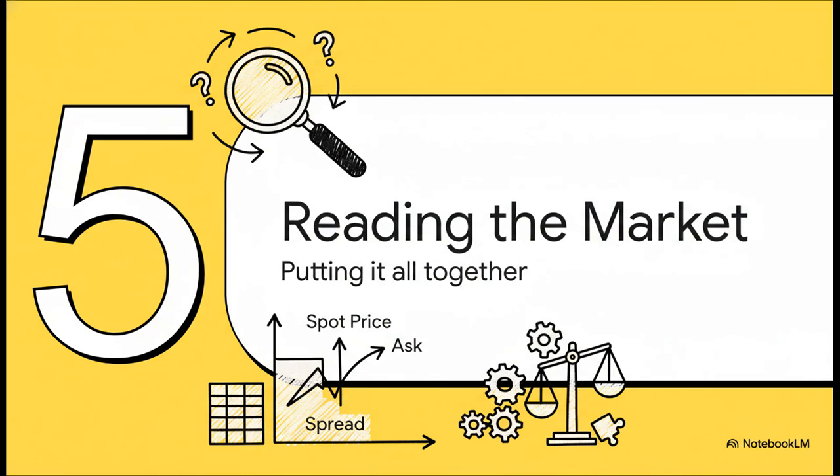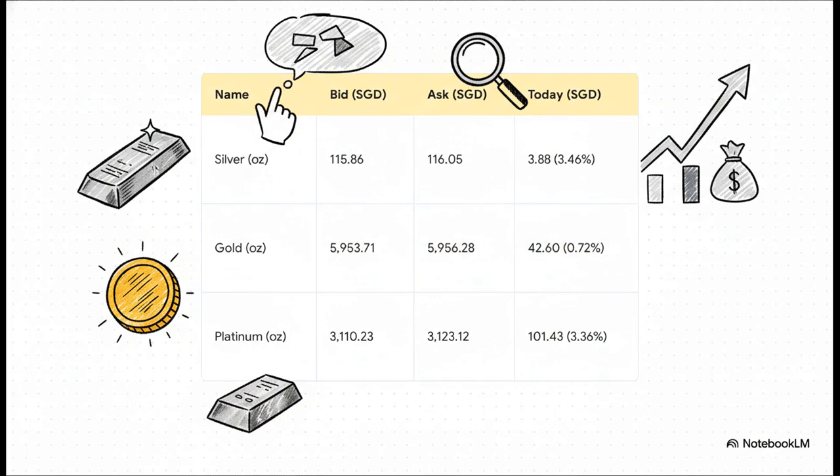All right, let's pull this all together. We know about the spot price, we know about bid versus ask, and we get the spread. So now let's go back and look at that full table with fresh eyes. Okay, let's do a quick speed run using silver. We can do this now. First, the asset, silver, priced by the ounce. We see the bid. That's what a dealer will pay you, $11.86. Then the ask, what you'll pay them, $11.6005. And hey, look over here, we can even see how it's done today. It's up almost $4, a jump of about 3.5%. And just like that, an entire line of what looked like gibberish before now tells you a complete story.